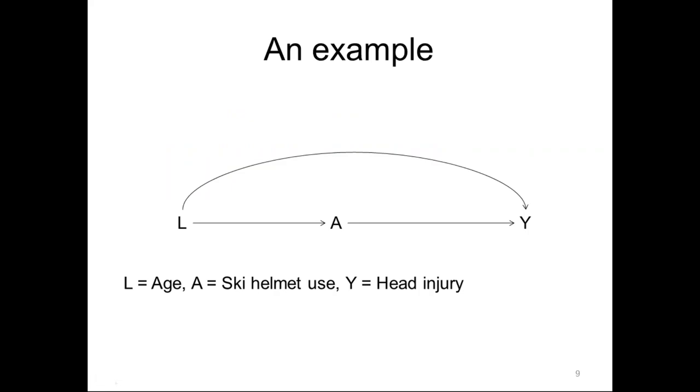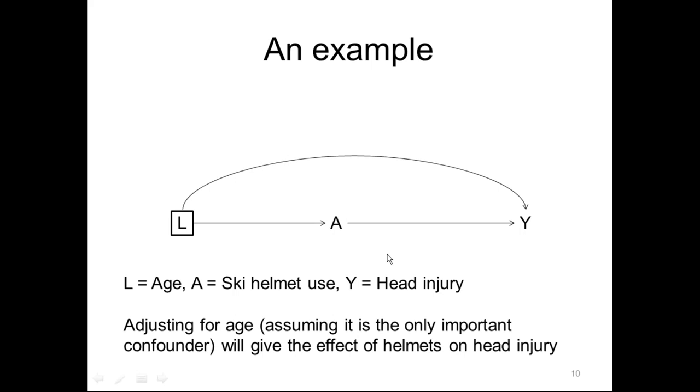If we make this a little more formal, we can call age L, ski helmet use, so your exposure, A, and head injury Y. So this is an example of a DAG. These are our nodes, L, A, and Y, and the arrows represent relationships between them. If you're an epidemiologist, you say, okay, we've got this potential confounder, age, so we adjust for it. We put a box around it. And this box can be any number of the analytic tools that we use to adjust for age.